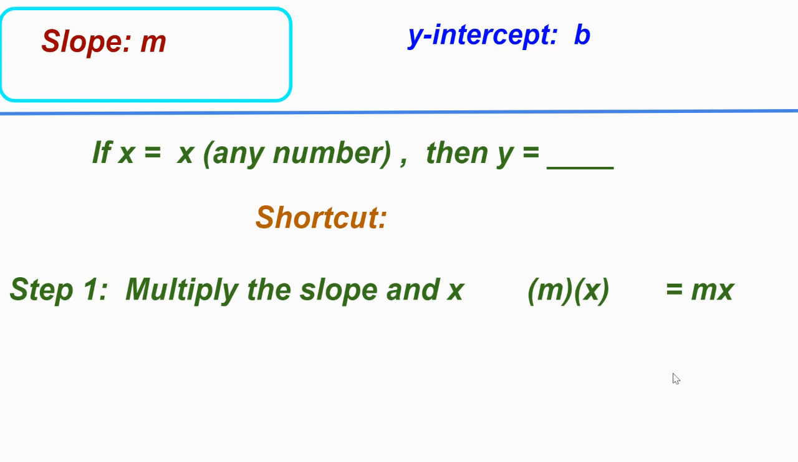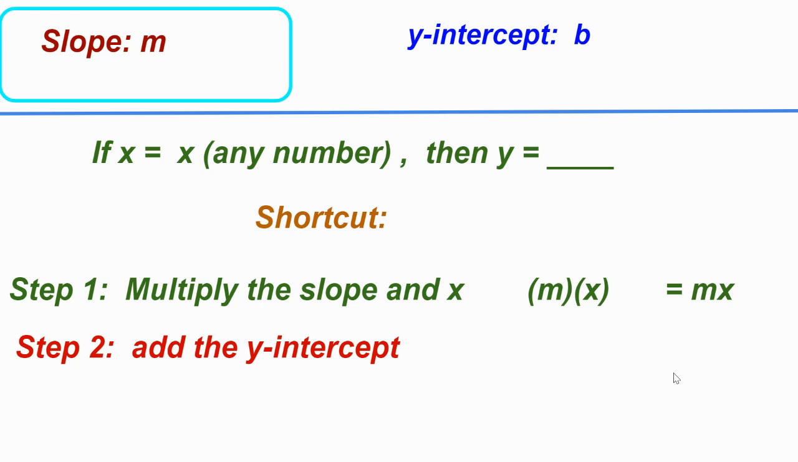What's step 2? It's to then add to that the y-intercept. So I'm going to take mx and add the y-intercept, which is b. And that gives me the y. So the formula that we're going to use all the time, and you're going to hear it forever, is y equals mx plus b. m is the slope times x, add the y-intercept, and that gives you your y. That's the formula. That's it.